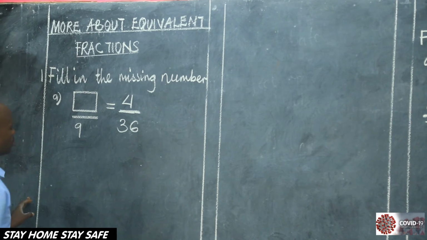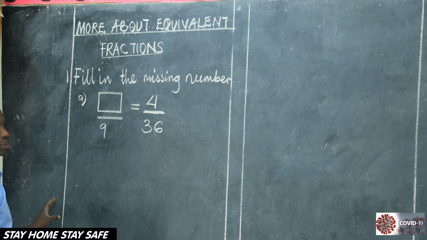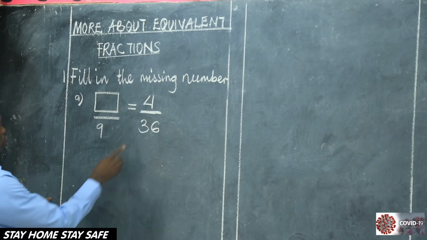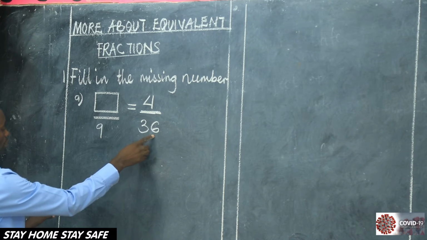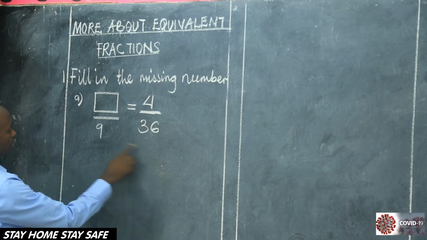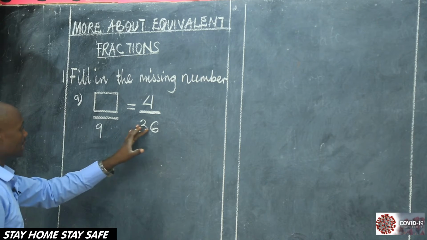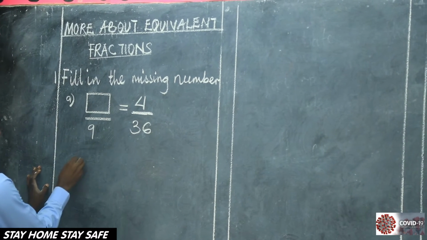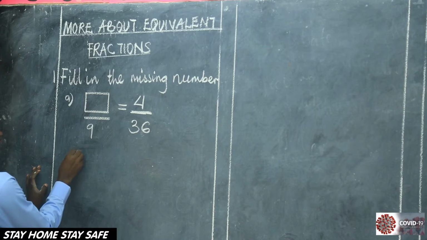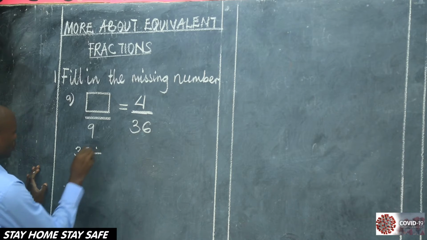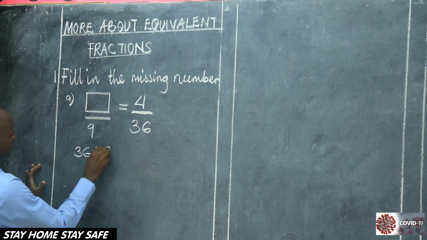So in this case, what we are going to do is not different from what we did the other time. We are going to get a common factor which we are going to use. To get that common factor, we shall compare the denominators. So in the denominators we have 36, which we are going to divide by 9.